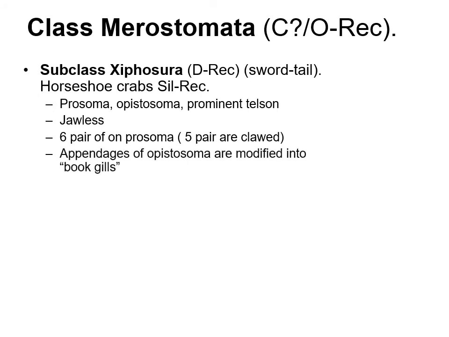Their appendages of the opisthosoma are modified into these book-like gills. So if you look at the bottom side of a horseshoe crab, they have a whole bunch of gills that are actually modified appendages that they use for breathing underwater. And they also have lots and lots of light-sensing organs, in addition to very well-developed eyes.